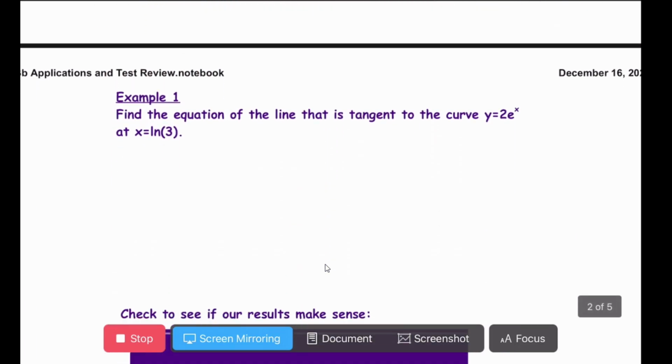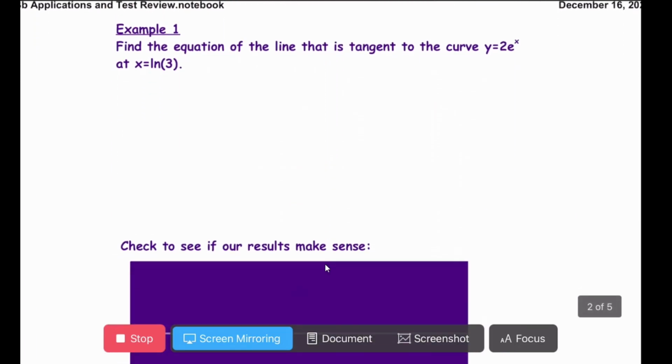Now let's go ahead and work through some practice problems. Example 1. Find the equation of the line that is tangent to the curve y equals 2 times e to the x at x equals ln 3.